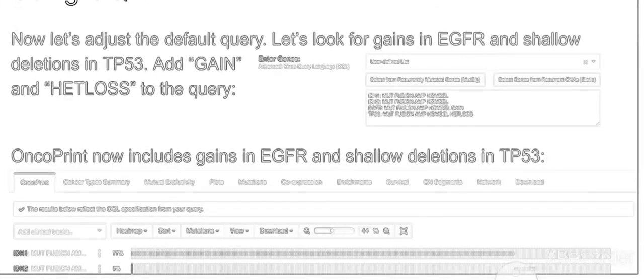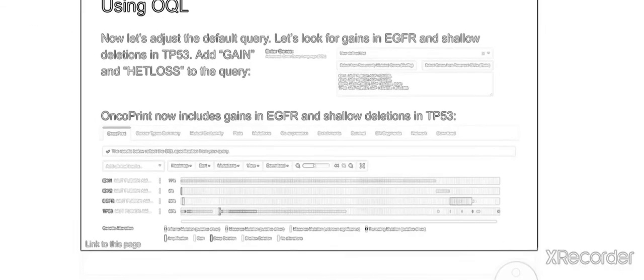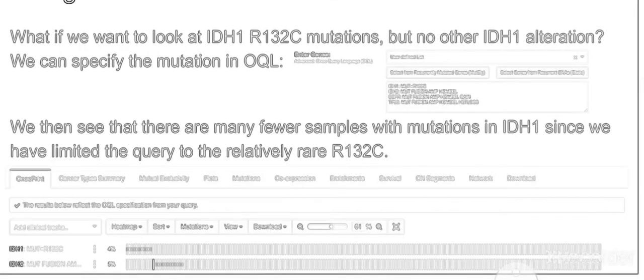Now let's adjust the default query. Let's look for gains in EGFR and shallow deletions in TP53. Add gain and hetloss to the query. OncoPrint now includes gains in EGFR and shallow deletions in TP53. What if we want to look at IDH1 R132C mutations but no other IDH1 alteration? We can specify the mutations in Onco Query Language.